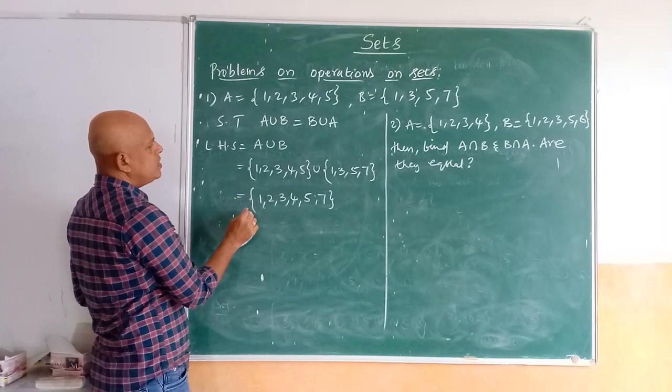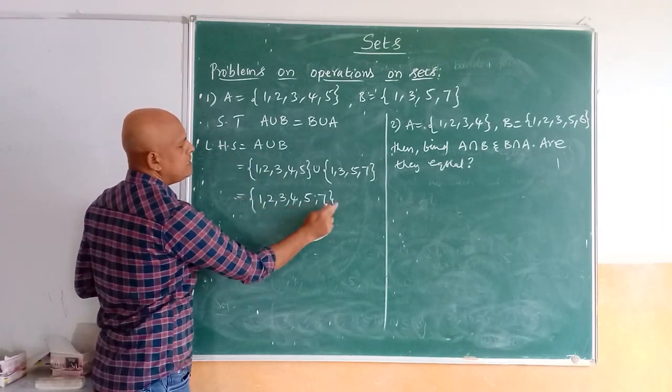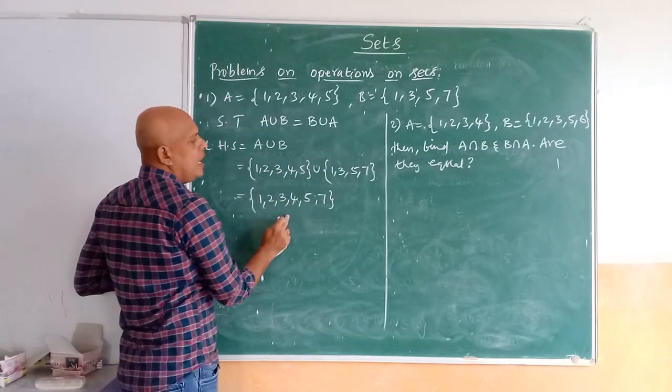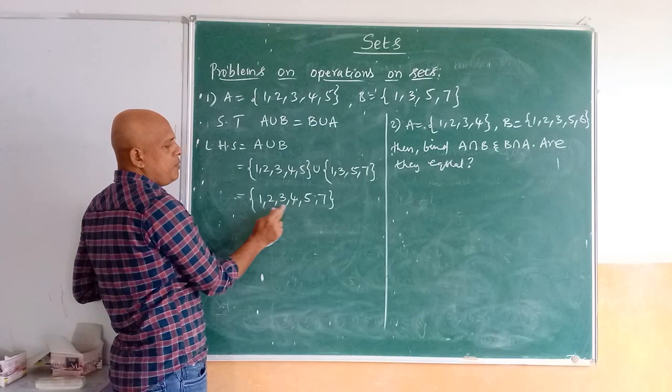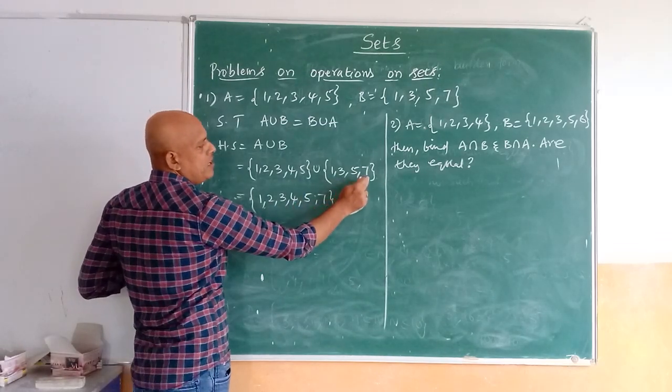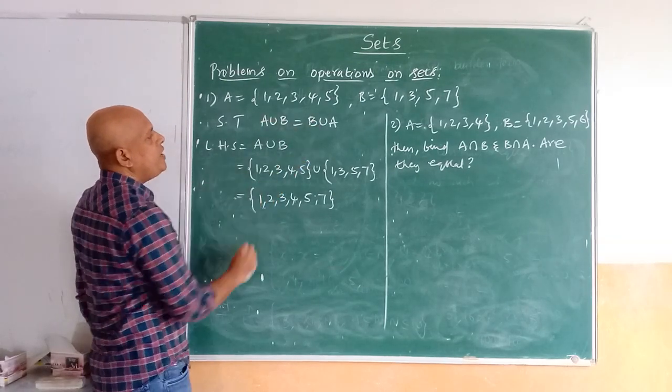So LHS, A union B, is equal to 1, 2, 3, 4, 5, 7. All elements of A we have to write and the elements of B also we should write. But 1, 3, 5 are repeated. Elements should not be repeated in a set. So the additional, extra element is 7. That is the reason. So it is A union B. Let us find out B union A.